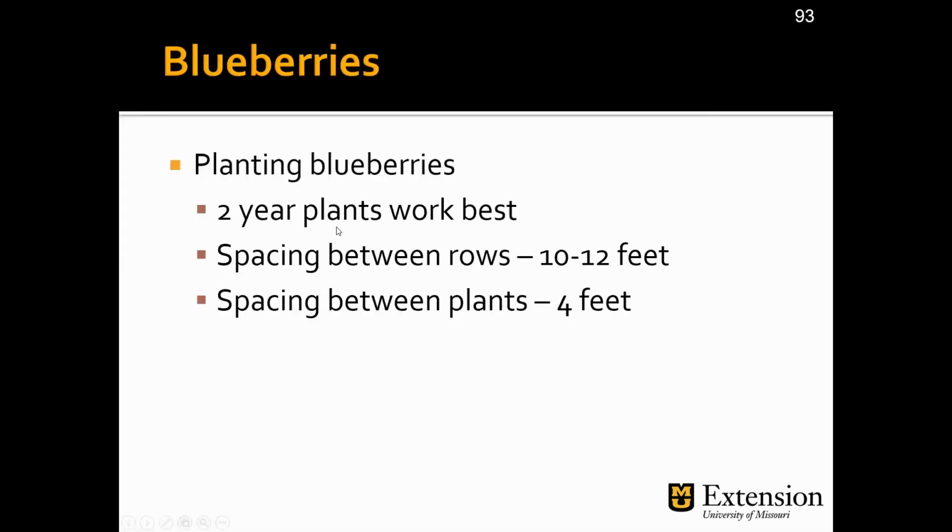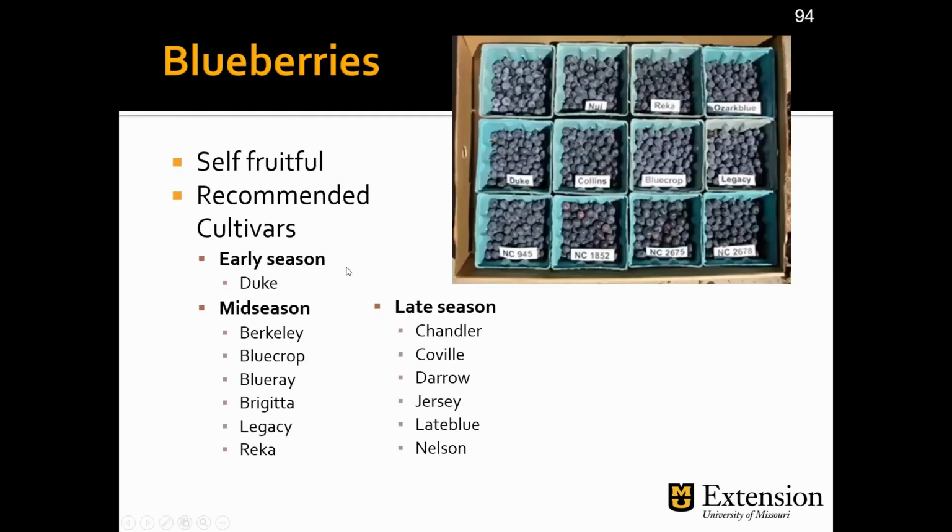Blueberries, you want to have planting material that's at least 2 years old. You space them 10 to 12 feet between rows and 4 feet between plants. These are the different cultivars that are out there. Probably there's more nowadays, because breeders get excited about this, and they come up with these wonderful cultivars every year.